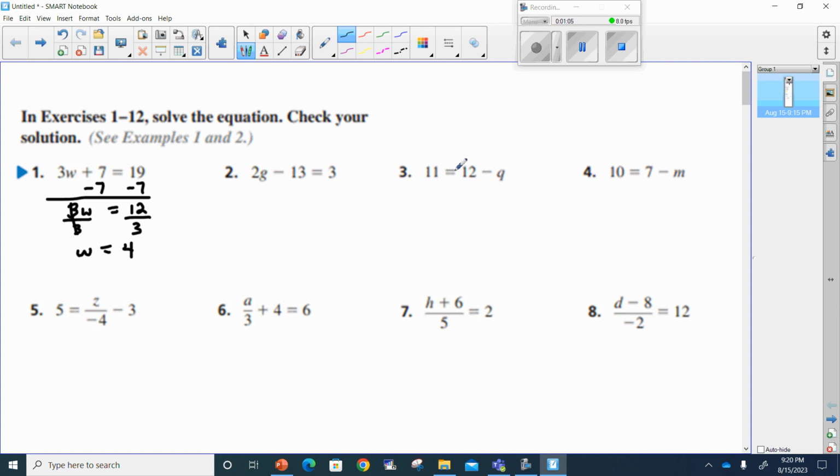Number 3 has 11 equals 12 minus Q. I need to get Q by itself. But I remember this is a negative Q, so I need to get Q to the other side. If I do that, this will become a positive Q over here and a positive Q over here. Now we have Q plus 11, because that's a positive 11, equals 12.